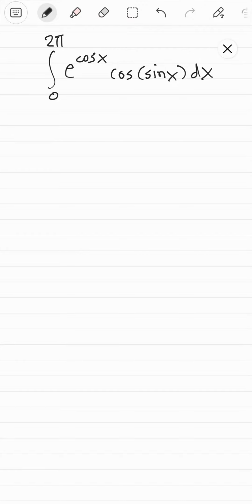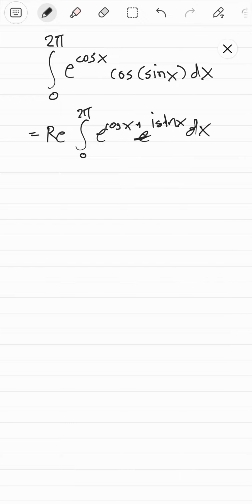So welcome to yet another crazy integral that can't be solved with normal techniques. So what do we do? We go to complex numbers, of course. So the thing is, this can be written as the real part of the integral from 0 to 2 pi of e power cosine x and then e power i sine x dx, right?